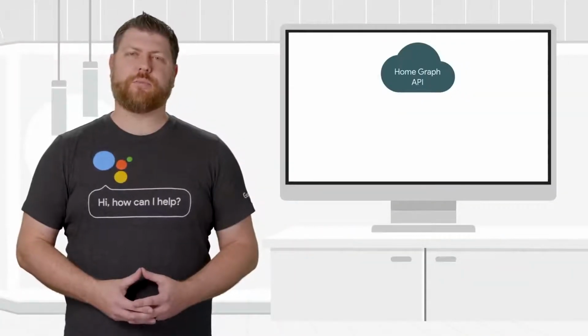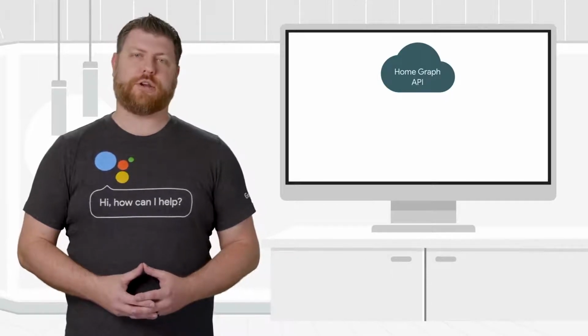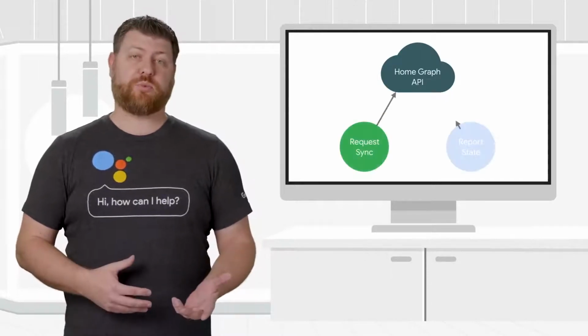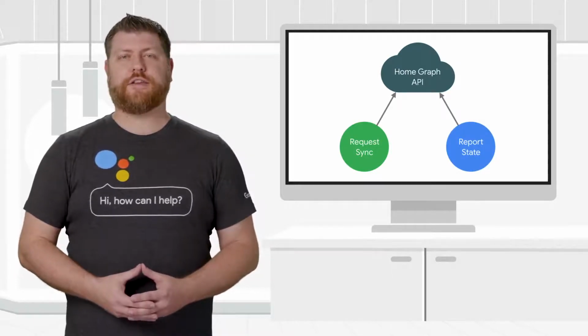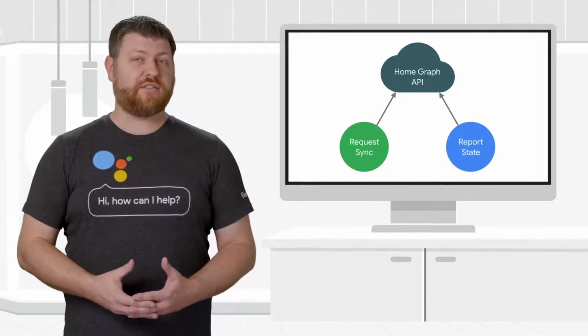your smart home integration. You may already be familiar with the Home Graph API as the backbone for two critical features in every smart home integration: request sync and report state. But did you know that you can also use the API to verify the data you send to Google for each device? For example, you can issue a sync request to Home Graph to inspect the metadata for all of your devices assigned to a given user, such as the device's type, traits, and attributes.